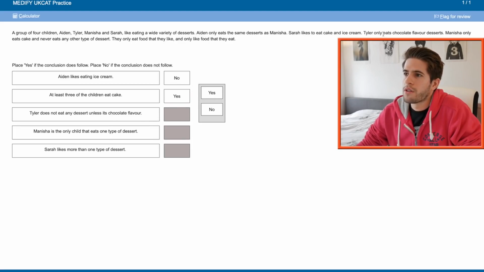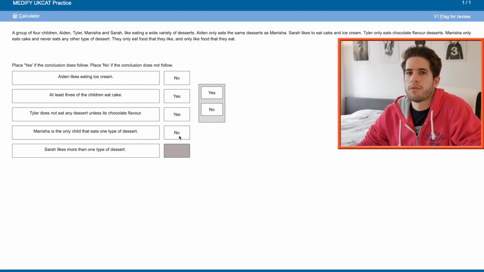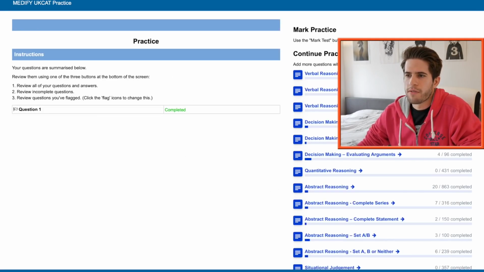Tyler does not eat any dessert unless it's chocolate. Tyler only eats chocolate flavored desserts. Wait, Tyler does not eat any dessert unless chocolate flavor? Yes, that's true. It says it right there. Manisha is the only child that eats one type of dessert. No, because Manisha and Aiden are the same, and Manisha only eats cake. So, both of them. Sarah likes more than one type of dessert. Sarah likes to eat cake and ice cream. True. Alright, that seems simply straightforward. When things are that straightforward, it usually gets me a little bit suspicious, but nope, 5 out of 5. We are good to go.